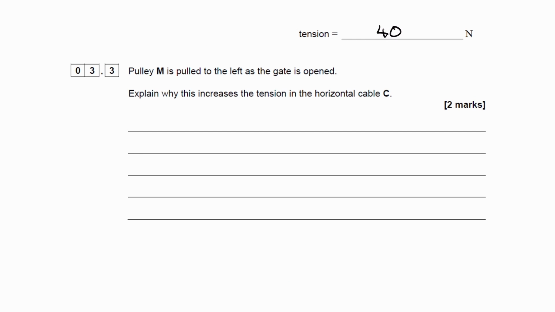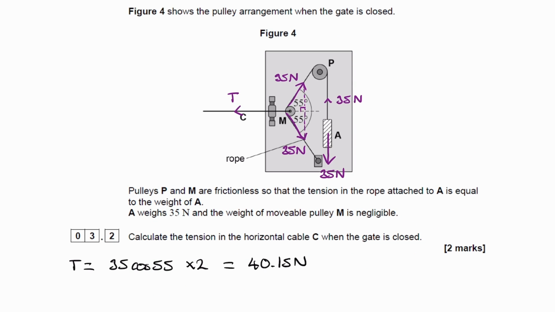For part 3, pulley M is pulled to the left as the gate is opened. Explain why this increases the tension in horizontal cable C. Okay, so pulley M is pulled to the left. Right, so we open the gate. This pulley gets pulled towards the left. So as you can imagine, if that were to occur, these strings will become more horizontal as pulley M gets pulled towards the left. That will decrease this angle here.